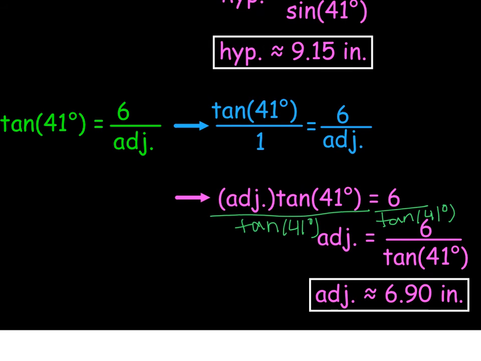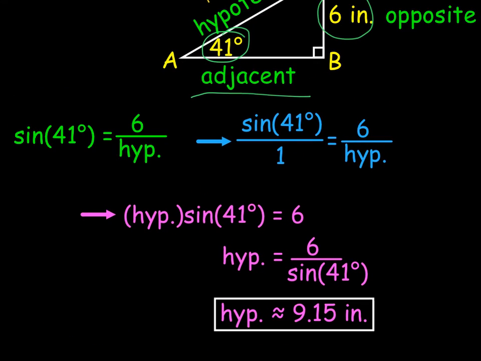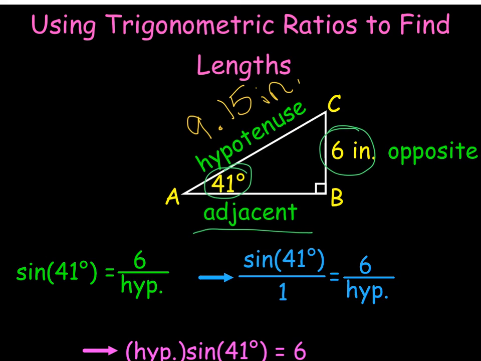And when we put that in our calculator, we get approximately 6.90 inches. 6.90 inches is what you should get. And then you can go back up to your triangle and you can write that answer in there. I don't really have adequate space to do this. But there it is. And now we have found all of the missing sides of our triangle.